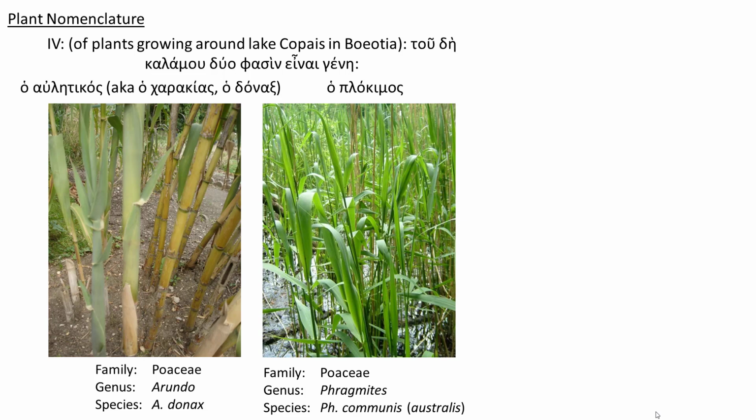Another name that has come down to us is donax. This is the reed the Romans call arundo, and our name for the species combines the Latin and Greek, Arundo donax. Theophrastus's second species of calamos is hoplokimos, weaving reed, by contrast to the stout pole reed, a slender and weak speargrass used to weave baskets.